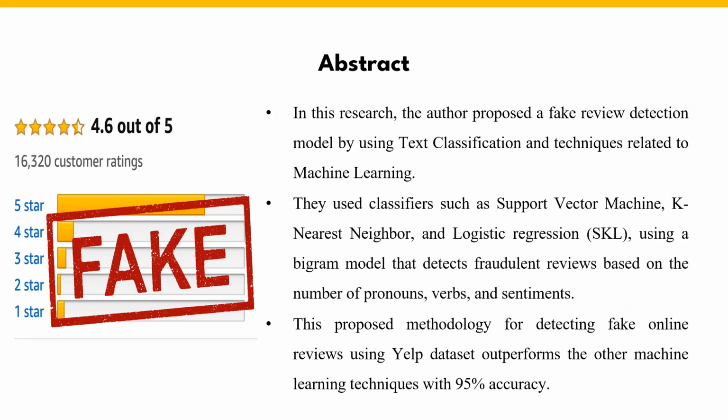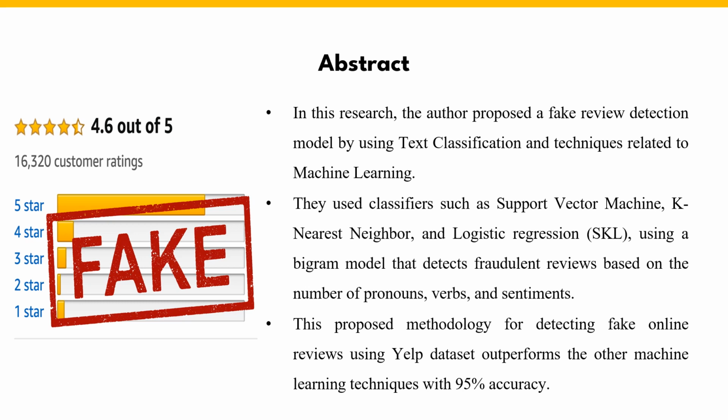In this research, the authors propose a fake review detection model using text classification and techniques related to machine learning. To counter such spammers, a model is required that needs to be trained on millions of reviews. In this work, the Amazon dataset is used to train the models, and this very small dataset is used for training on a very small scale and can be scaled to get high accuracy and flexibility.